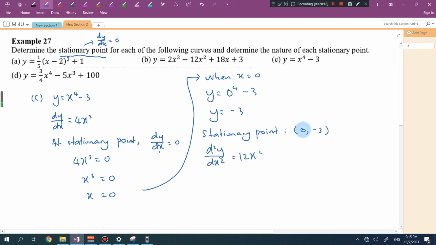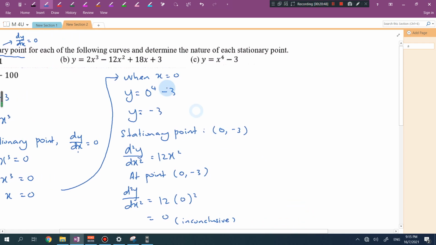When x is equal to 0, you plug in here, you get 0, right? At point (0, -3), d²y/dx² is equal to 12 times 0 squared. You get 0. It is inconclusive. We still cannot make a conclusion that this point is a maximum point, minimum point, or point of inflexion. So we need to use the first derivative test.